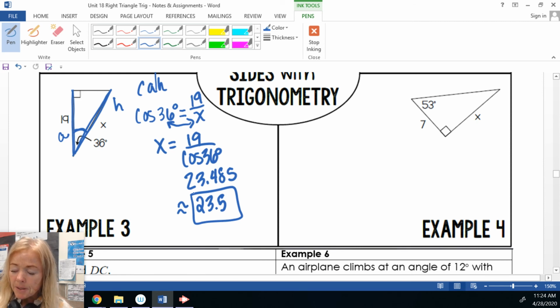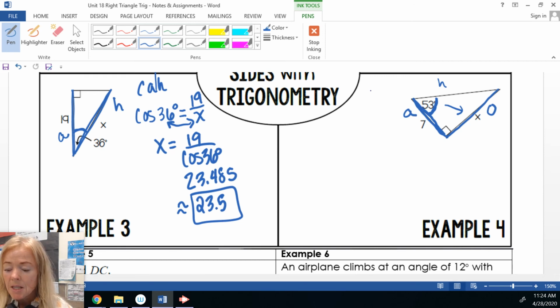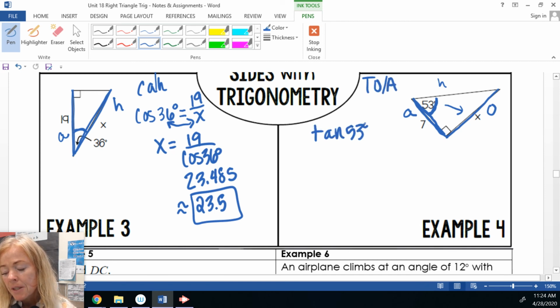Okay, last but not least, we have this side. These are both legs, right? The hypotenuse is over here, which doesn't have anything on it. So here is our angle 53. Across from it, opposite, is x, and running right into it is the adjacent, 7. All right? So O and A, which one is O and A? And remember, TOA. So tangent 53 is opposite over adjacent, right? So tangent 53 is equal to our opposite x over adjacent 7.